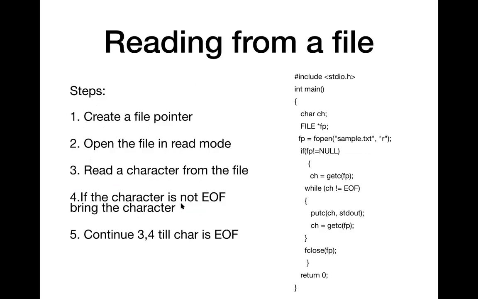Okay, so now let us see a very simple program to read from a file. The steps here: first step, I will have to create a file pointer. Second step, open the file in read mode because I'm going to read from the file. As I'm going to read from the file, that file should exist. So I should read a file which has already been created. Please remember that.